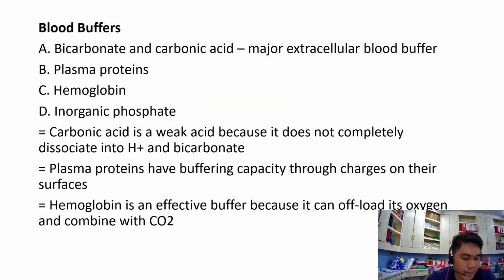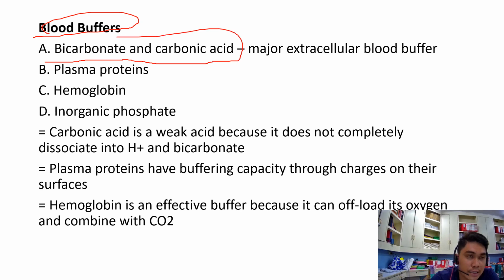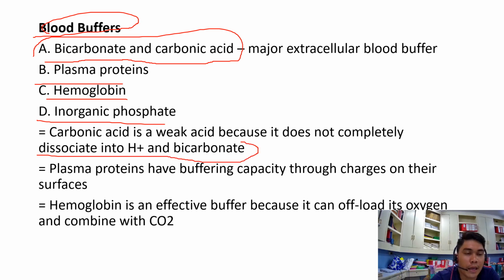Next, you have the blood buffers. The major buffering system in our body is the bicarbonate carbonic acid buffering system. The others are plasma proteins, hemoglobin, and inorganic phosphate. Carbonic acid is a weak acid because it does not completely dissociate into H plus and bicarbonate. And carbonic acid is the major buffering system.